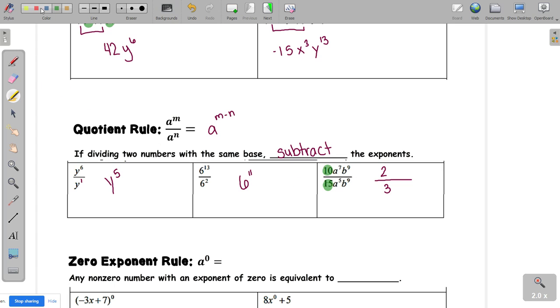Now let's take a look at our a's. We have a to the 7th and a to the 5th. 7 minus 5 is 2. So we get a squared. Then we have b to the 9th over b to the 9th. Anytime you have the same thing on top and bottom, they cancel out. So we're just left with 2a squared divided by 3.